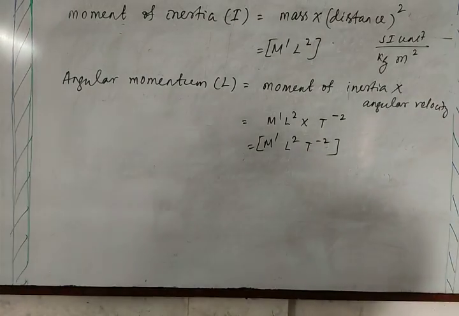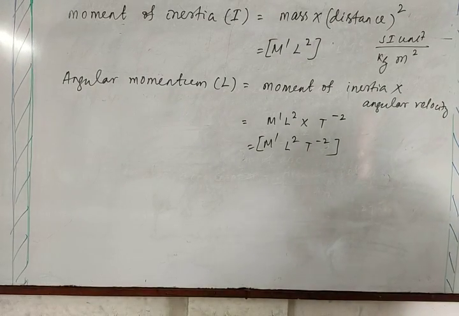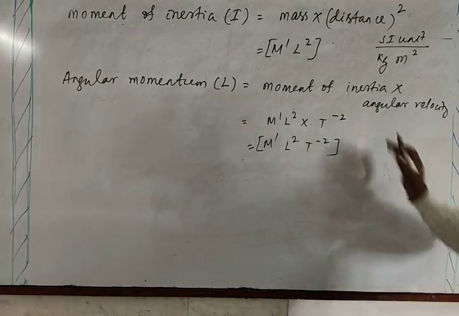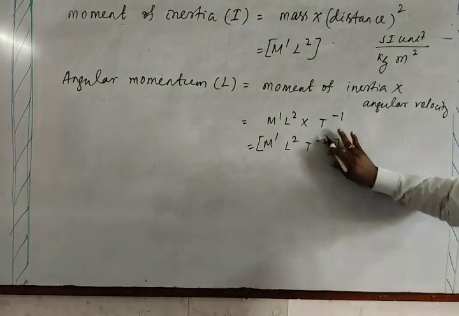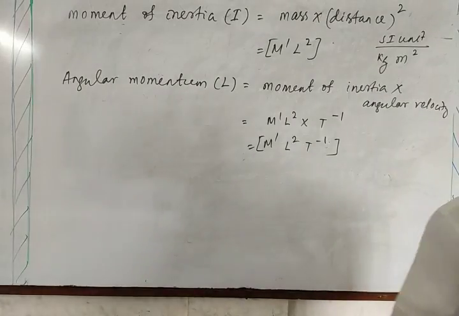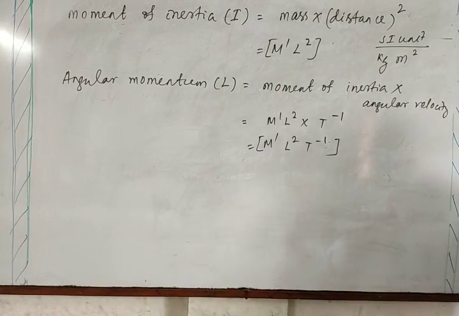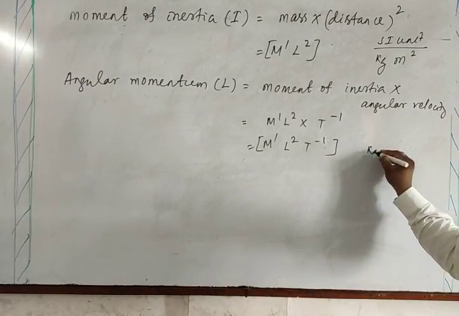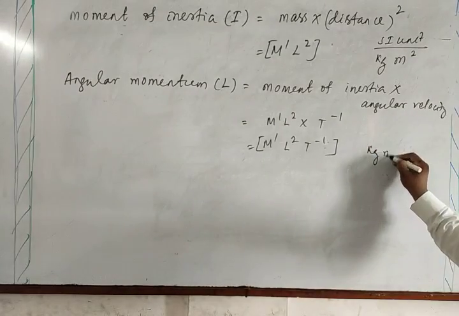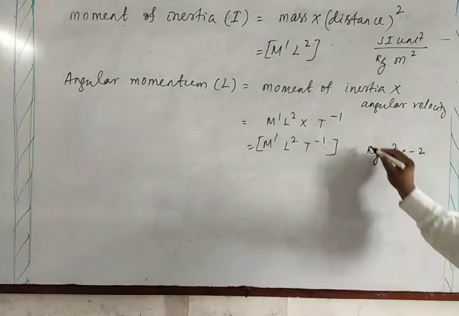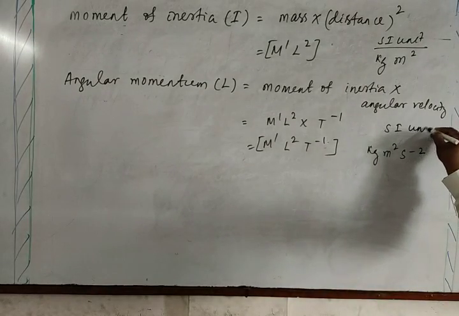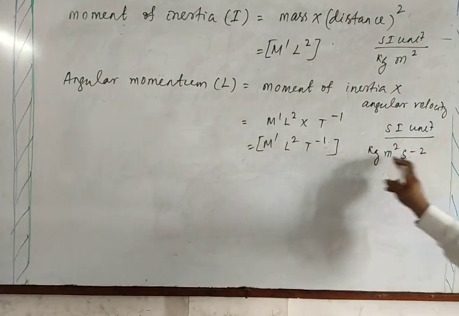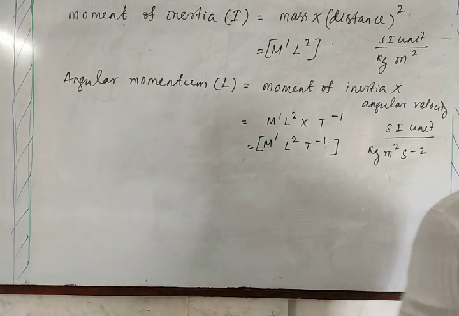What is that angular momentum? That is equal to M^1 L^2 T^-1. Okay, angular velocity is not T^-2, it is T^-1. So M^1 L^2 T^-1. Okay. So from here you can write the SI unit is kg meter square second^-1.